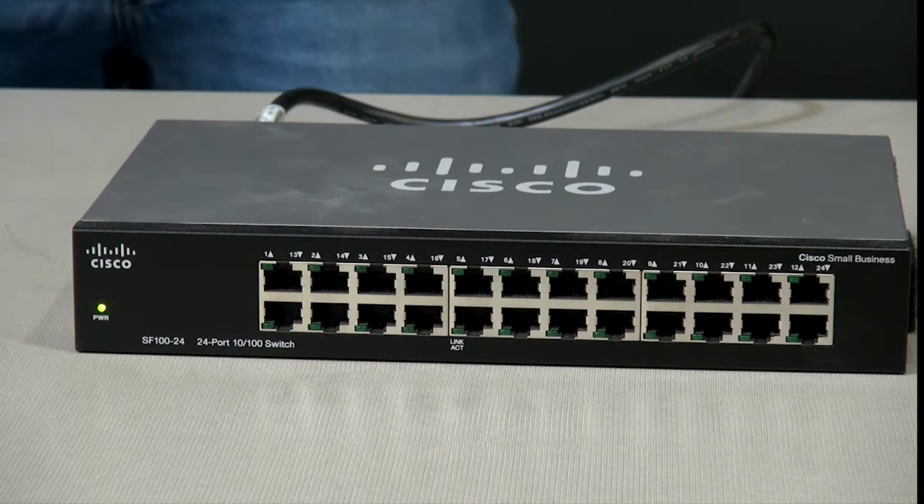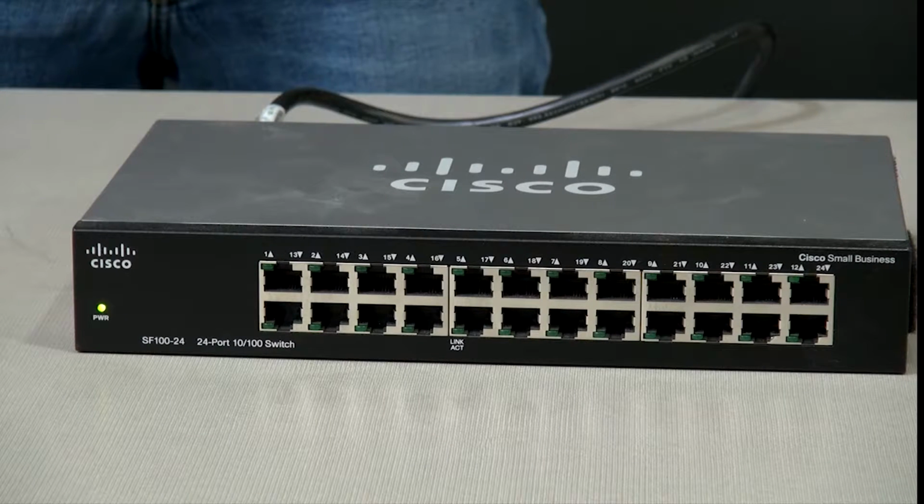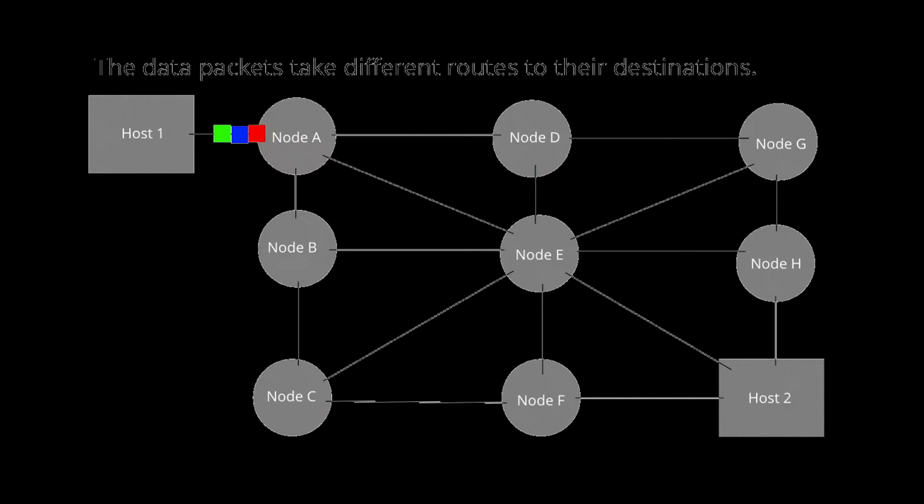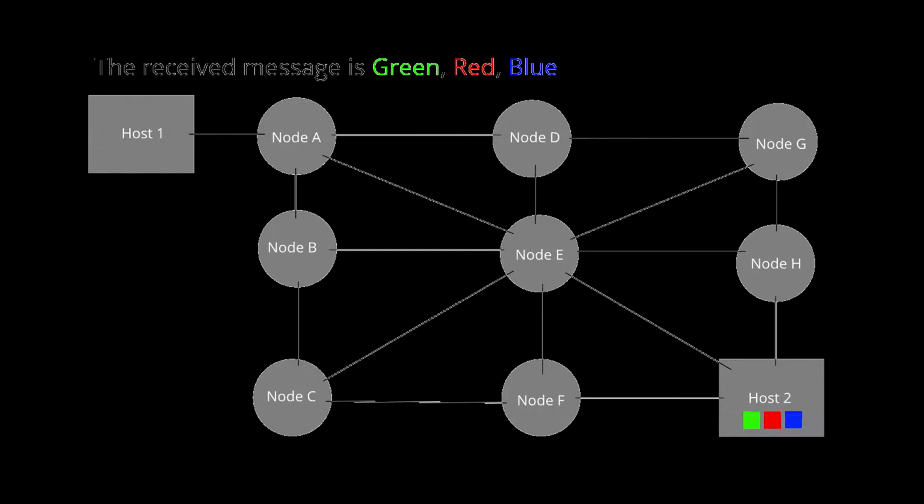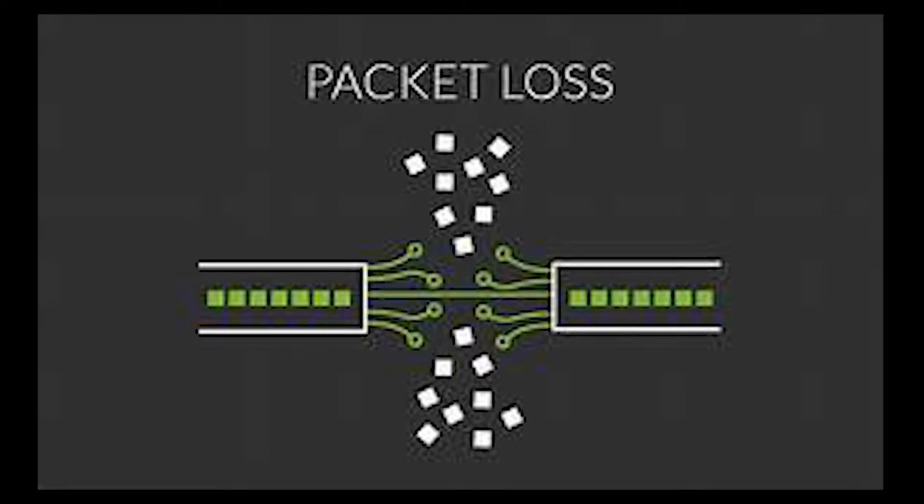Now that you've seen what a switch looks like, what exactly does it do? A switch connects devices to a computer network by using something called packet switching to receive, process, and forward data to the destination device. Devices on the network communicate through sending packets from one device to another. If packets can't reach the destination device, then there is effectively no communication between the two devices. The packets drop, and it's called packet loss.